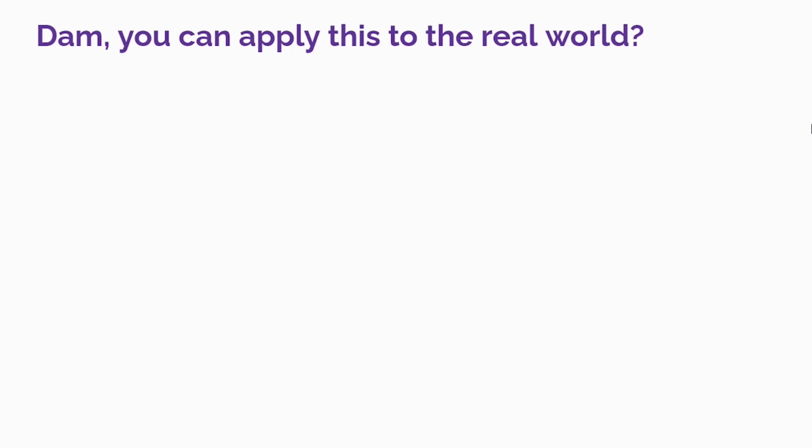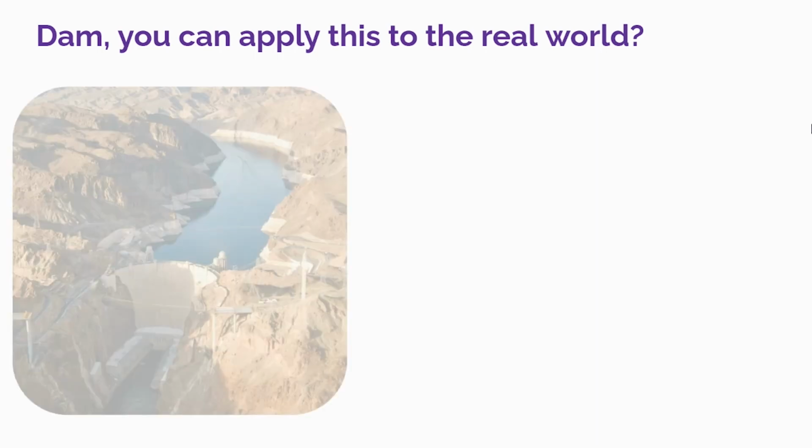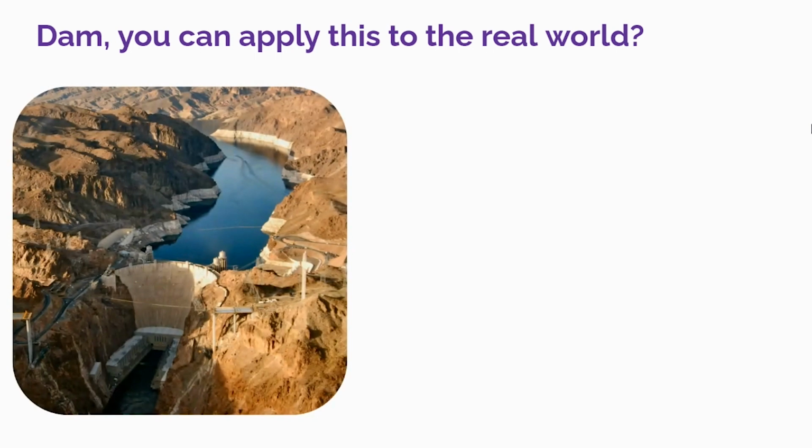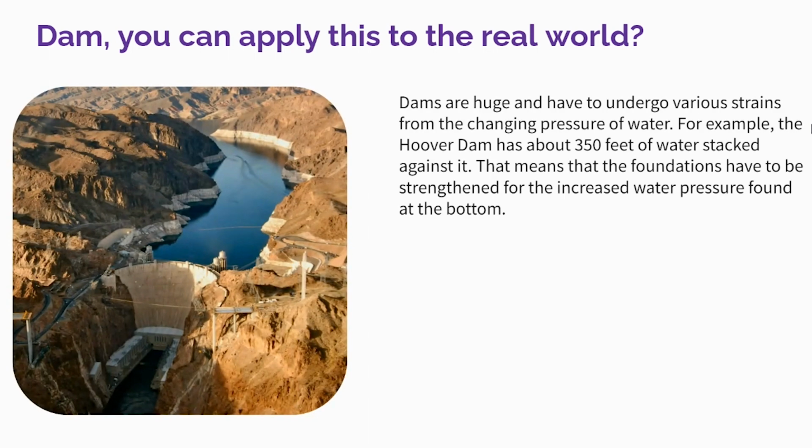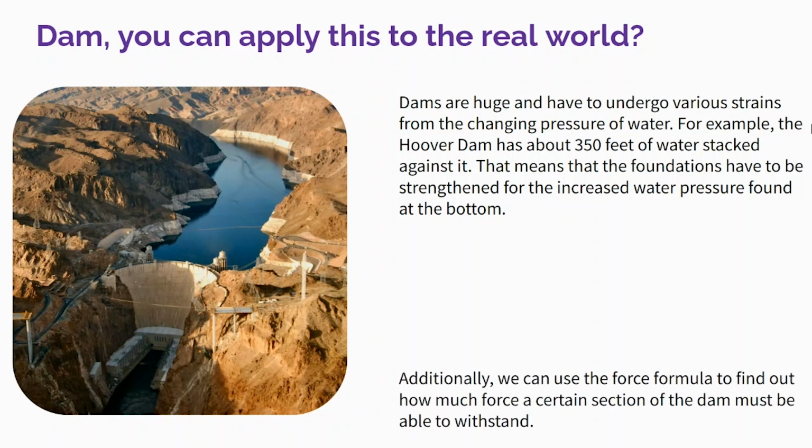Damn, you can apply this to the real world? Yeah, that's right, you can with dams. Here we have a picture of the Hoover Dam, and this dam is huge, and it has to go through various stresses from the water pressure. The Hoover Dam specifically has 350 feet of water stacked up against it. So when civil engineers are designing the dam, they have to use that force formula that we derived earlier to find out how much force a certain section of the dam must be able to withstand. And that's just for safety reasons.